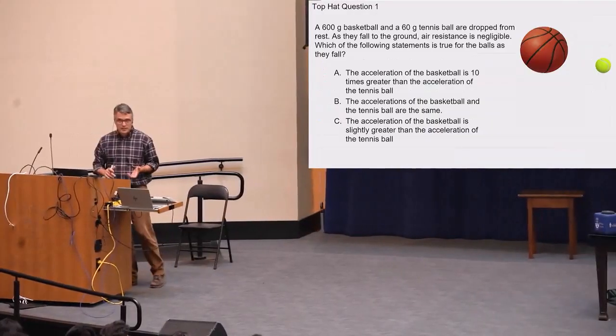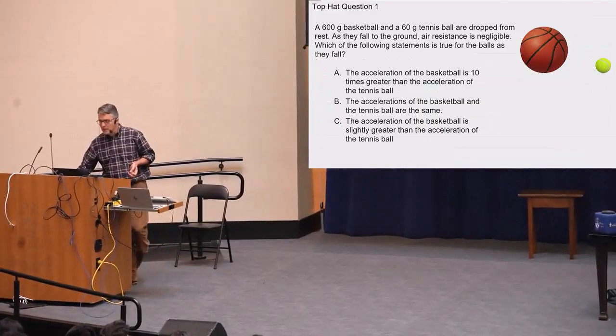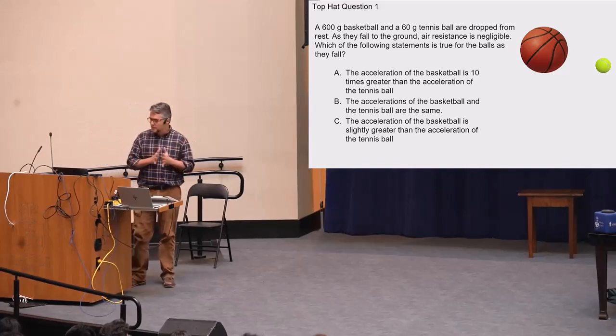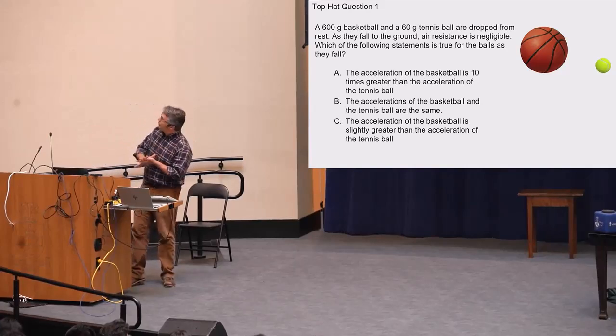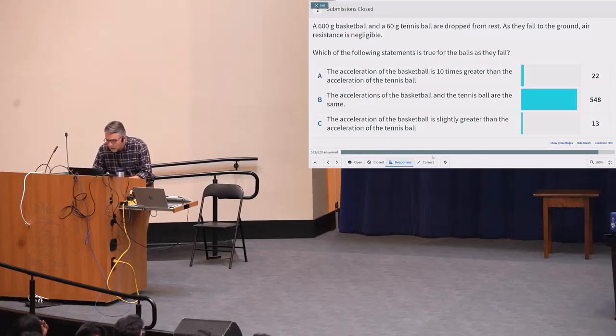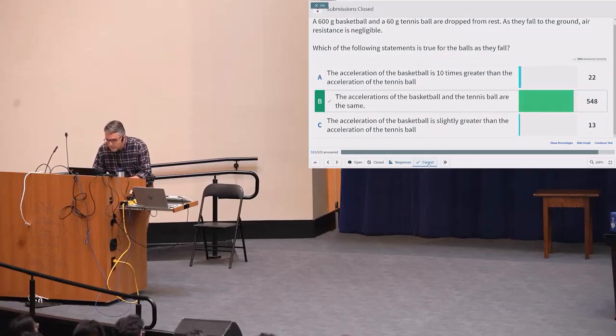You've got a 600-gram basketball and a 60-gram tennis ball dropped from rest. As they fall to the ground, assume air resistance is negligible. If that's the case, which of the following statements is true for the balls as they fall? The accelerations of the basketball and the tennis ball are the same. It's 9.8 meters per second squared again.